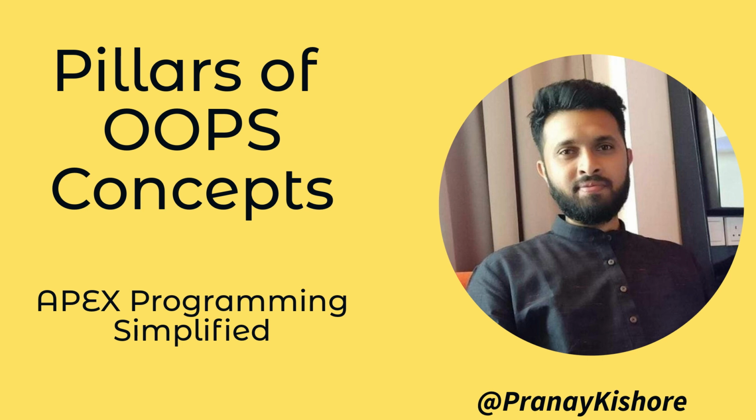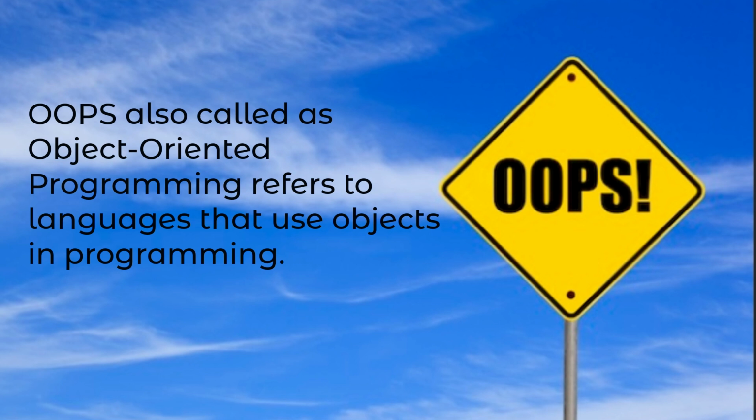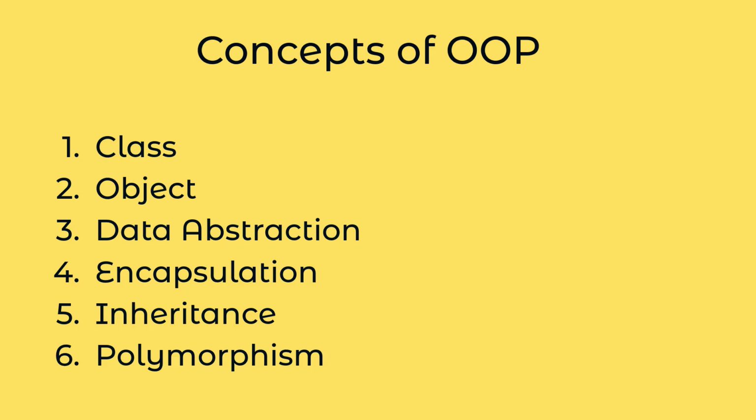Let's jump in. OOPs, also called object-oriented programming, refers to languages that use objects in programming. Object-oriented programming aims to implement real-world entities like inheritance, hiding, polymorphism, etc. in programming. The main aim of OOP is to bind together the data and the functions that operate on them so that no other part of the code can access this data except that function.